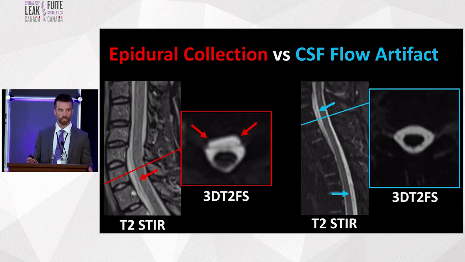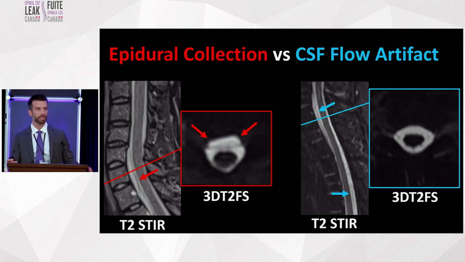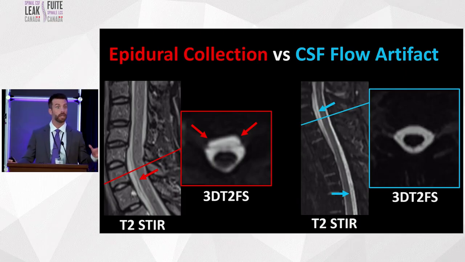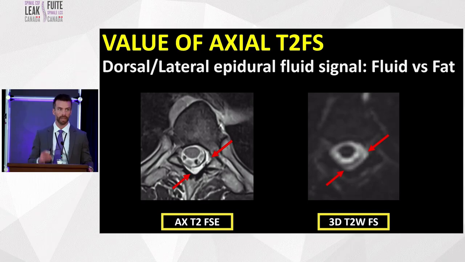These are 2 different patients. Look at the T2 stir imaging. We see those little black lines that the red and blue arrows are pointing to, and they both look like epidural fluid collections, but that 3D T2 fat-suppressed image shows us clearly that the patient outlined in red has a fluid collection. The patient on the right does not. So it's very helpful in that respect for getting rid of those artifacts.